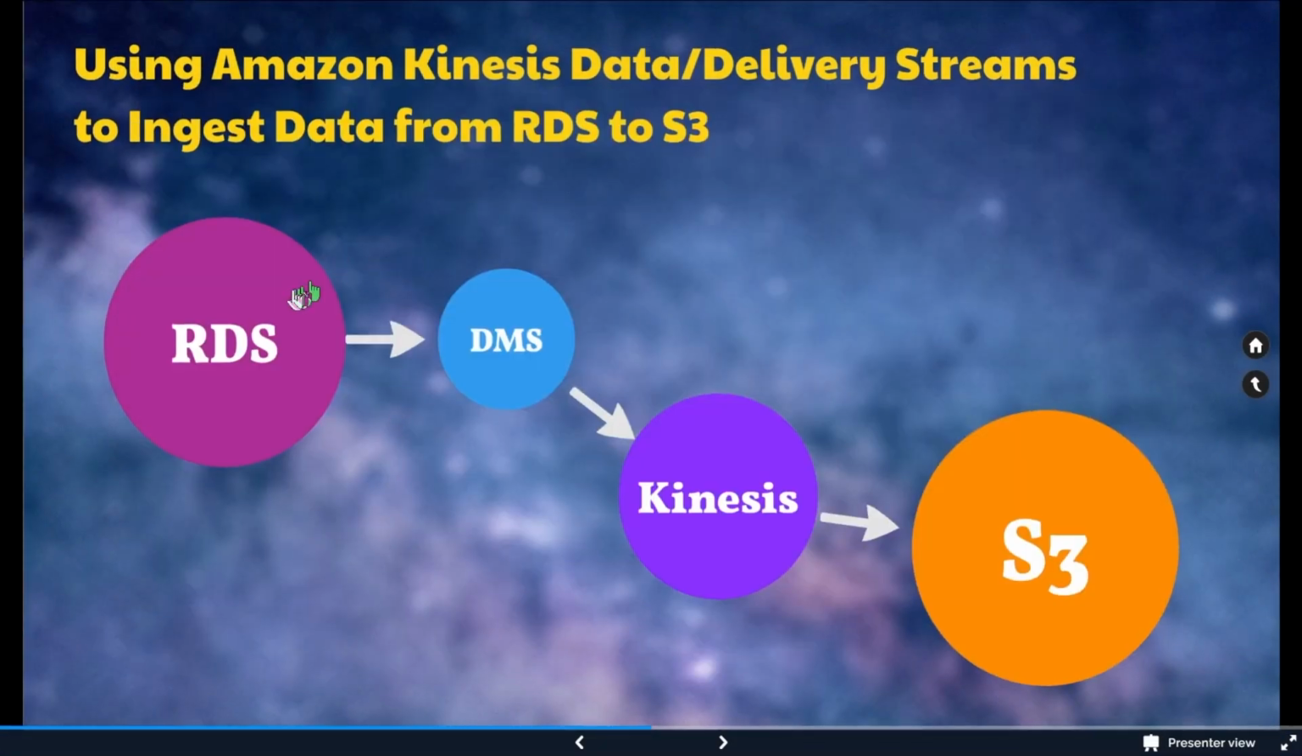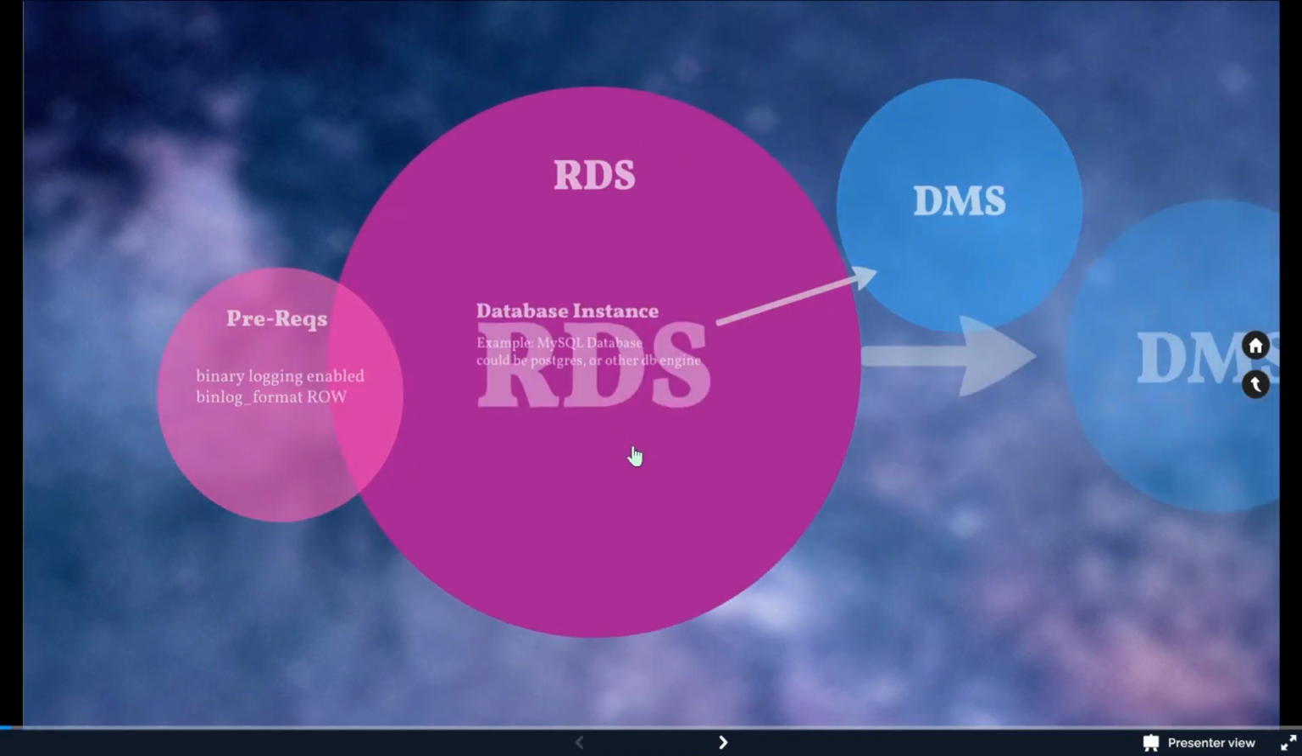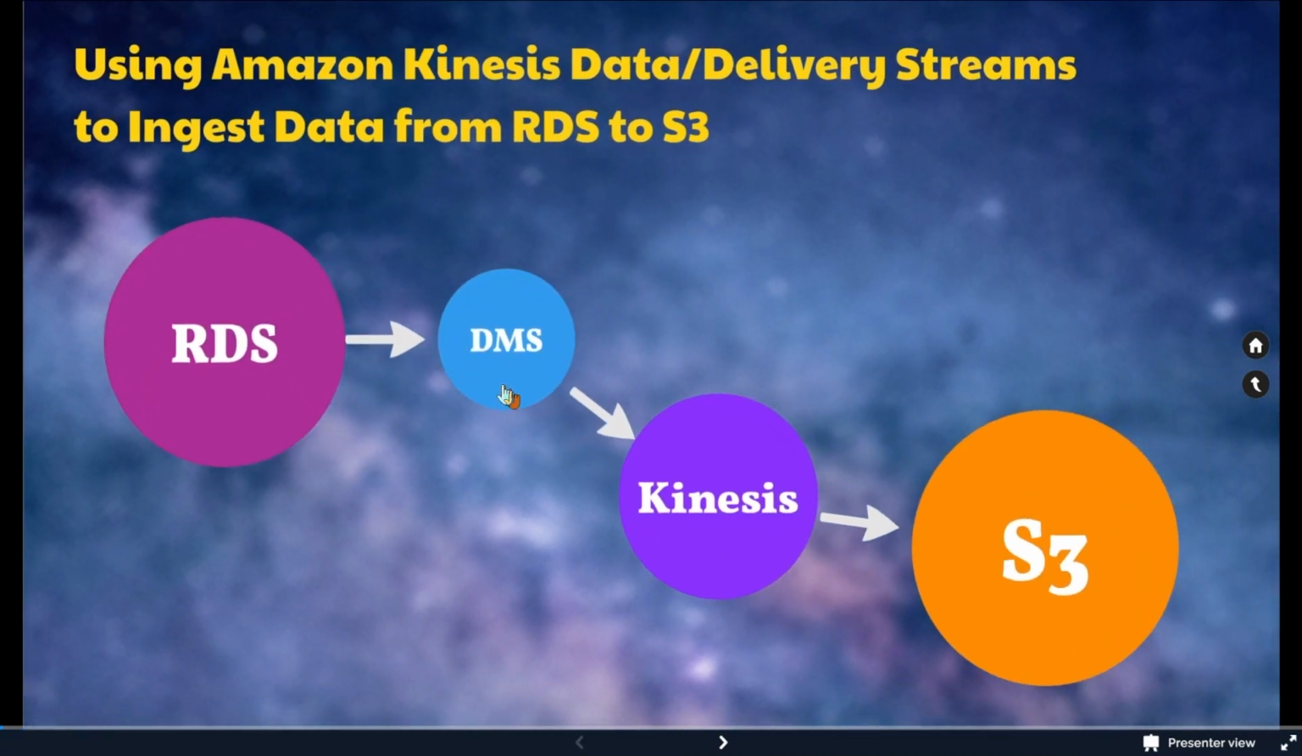So in order to set this up, we'll start with RDS. We'll have a database instance there. In my case, it'll be MySQL, but it could be any database engine. And we'll need to have binary logging enabled and the bin log format set to row. But that's not so important for this data flow.